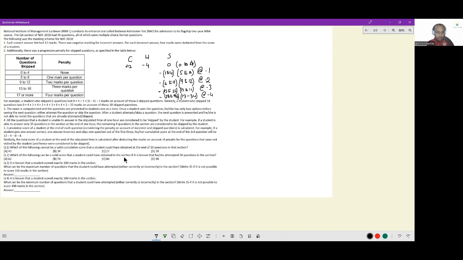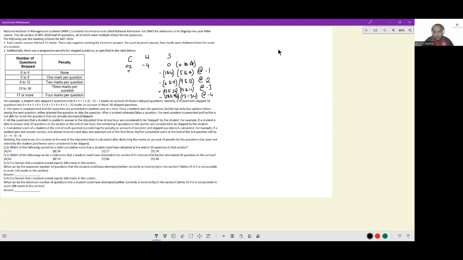Now, we are told to find which of these cannot be a valid cumulative score, and we have also been told there will be three scores out of these that would be considered valid. So even if I can find one valid score, then I can do some manipulation. Let's look at 43. My positive total, the correct, should be giving me more than 43.